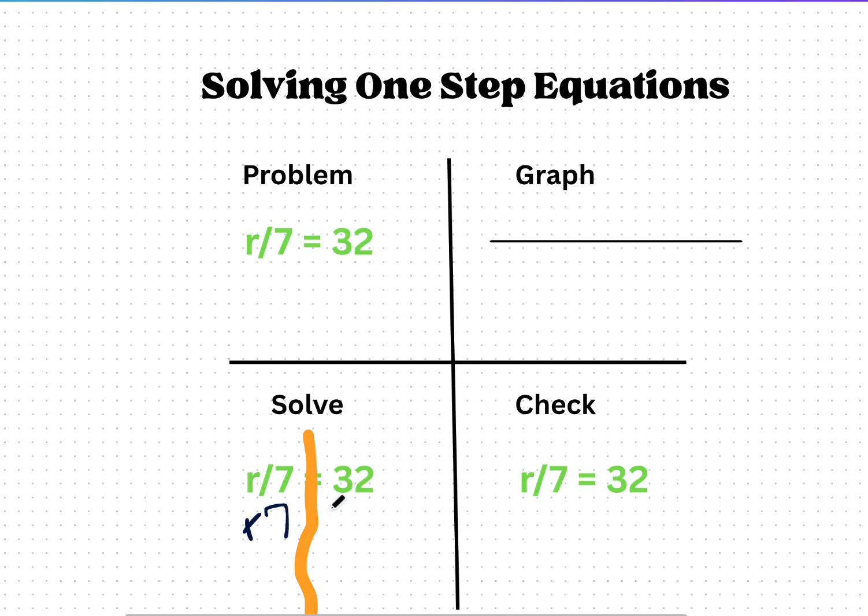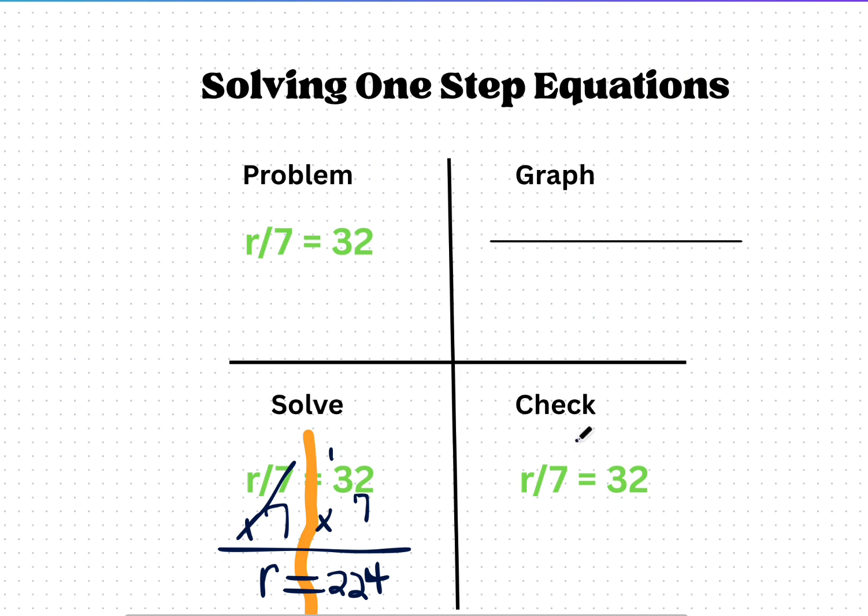So what I do to one side, I have to do to the other side. So I need to multiply both sides by 7. And if I divide by 7 and multiply by 7, I'm going to have 1R, which I wrote down. And then I need to do 32 times 7 to get the answer, which is 224.